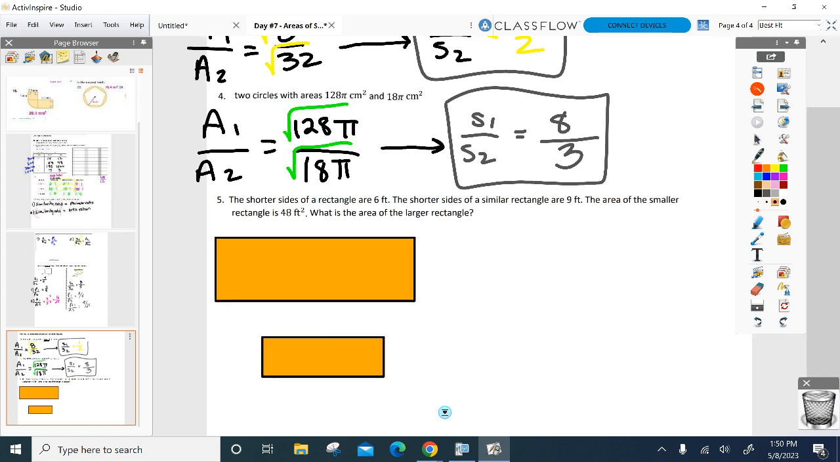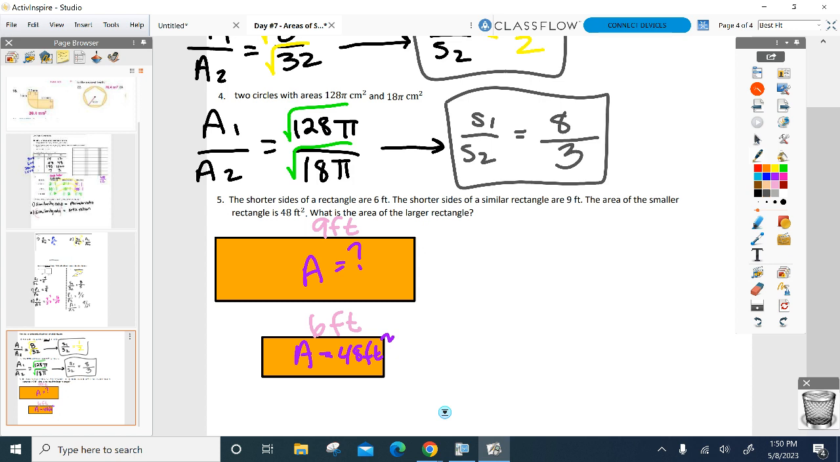The shorter side of a rectangle is 6. The shorter side of a similar one is 9. So the shorter side on one is 6 feet, and the shorter on the other is 9 feet. The area of the smaller one is 48 square feet. What's the area of the bigger one? I don't want to do this by doing length times width.